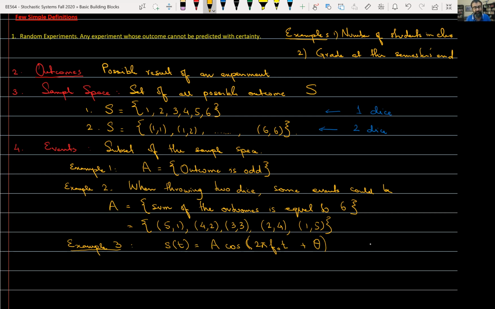Even if there's no noise, the phase is always going to be random, right? You start an experiment now, you start an experiment tomorrow, the phase that you get in that sinusoid is not going to be the same. The phase is something that you won't be able to predict. The phase is going to start out at something random. So we say that this theta is random or uncertain.